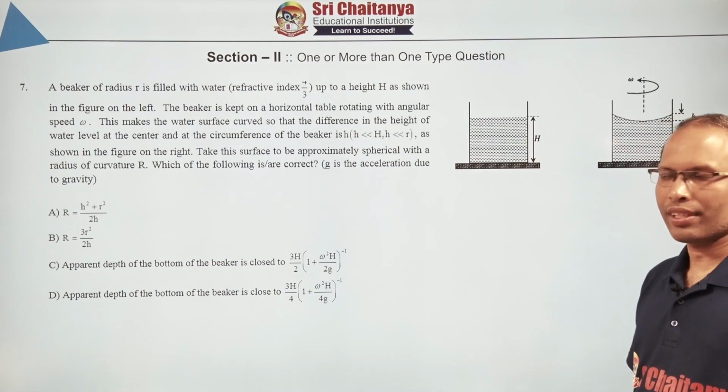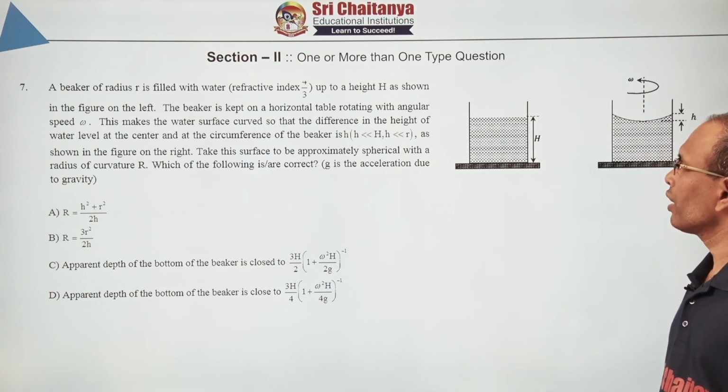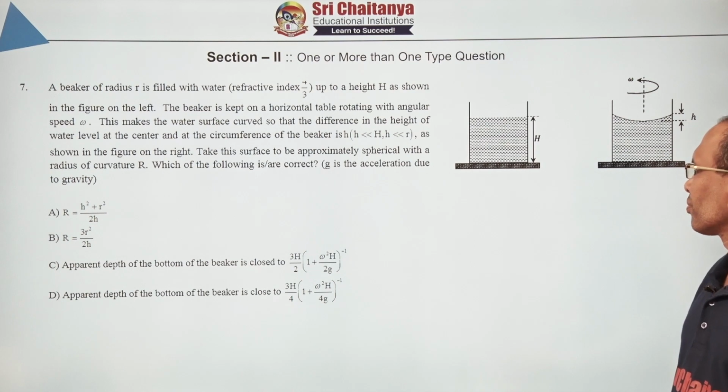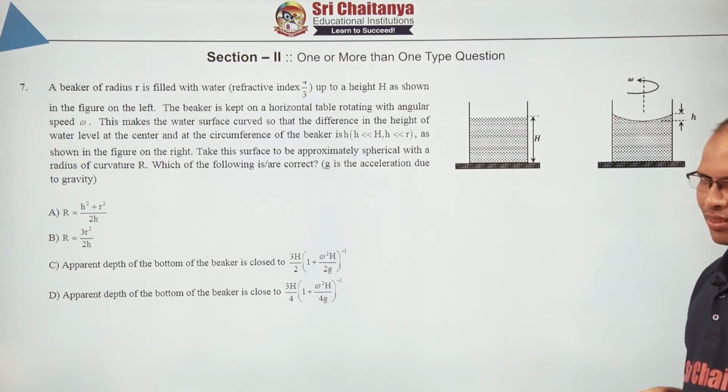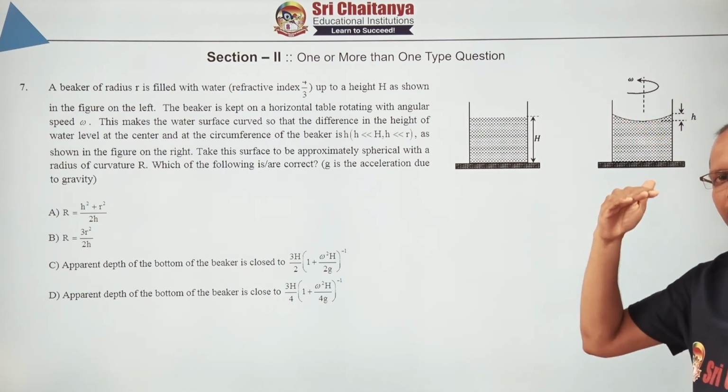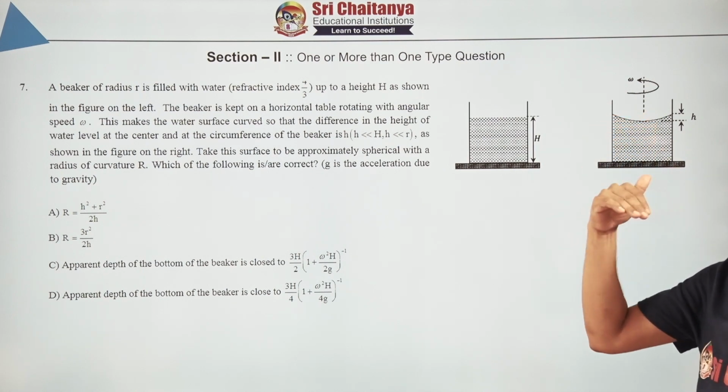Now let us see section 2. This is one or more than one type questions. So here there is a beaker filled with a liquid and it is rotated about its axis. Now we know as a result what will happen? The surface will take a curved shape like this, and the liquid level at the edges will be a little above compared to the middle section.